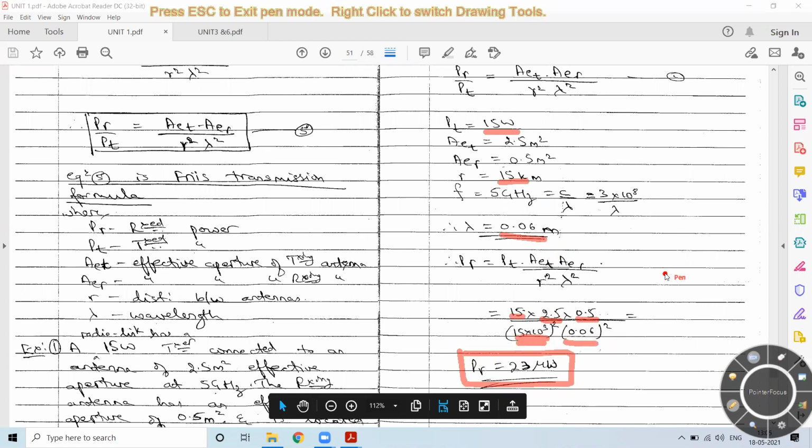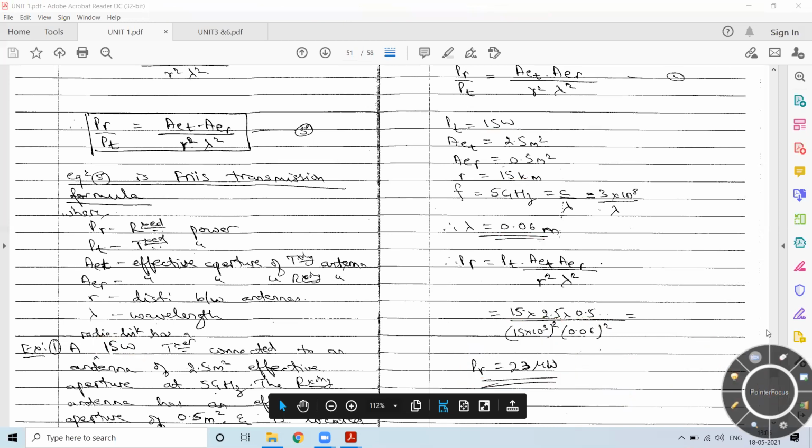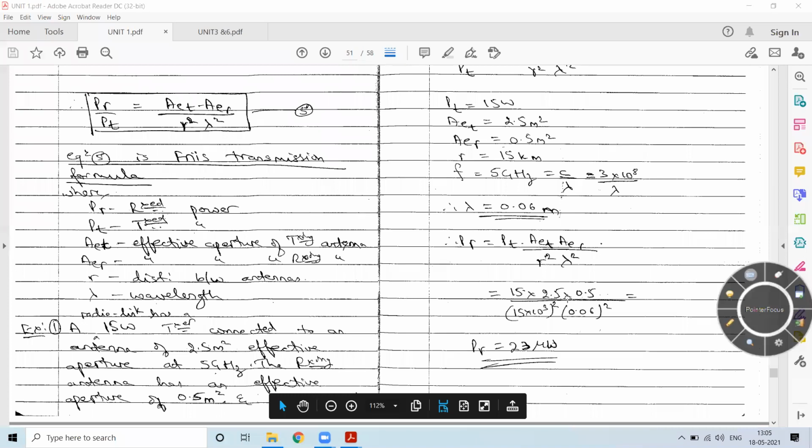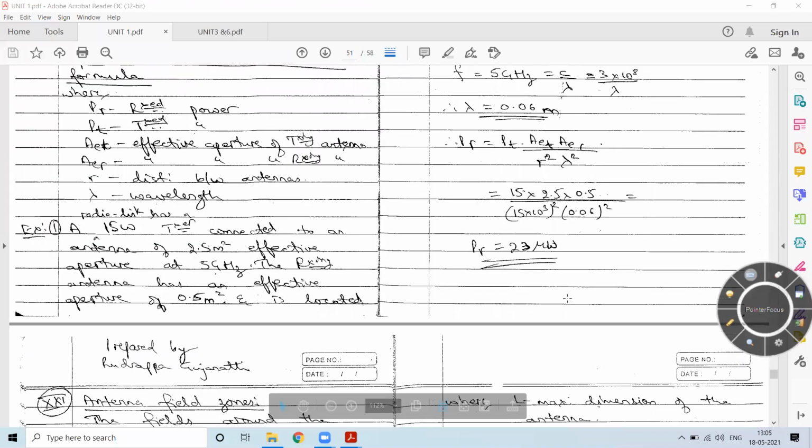You can see that you are transmitting a power of 15 watt at a distance of 15 kilometer, and you are just receiving 23 microwatt. That too under the assumption that there are no losses. If there are losses, this value will go down still further. So this is with respect to the Friis transmission formula and the problem we have seen.